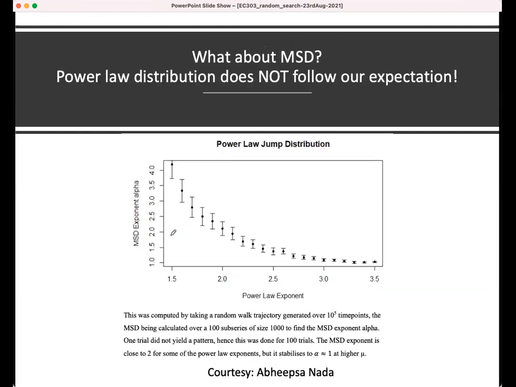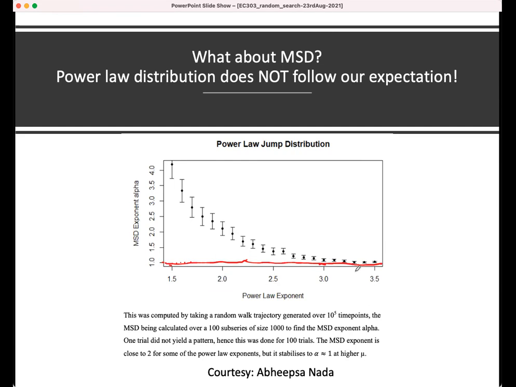Now let's look at what happens to power law. So power law shows this really interesting feature. Our analytically expected result is here: the MSD exponent alpha must be equal to 1. But where do you actually begin to find MSD alpha equal to 1? Only when alpha is greater than 3.